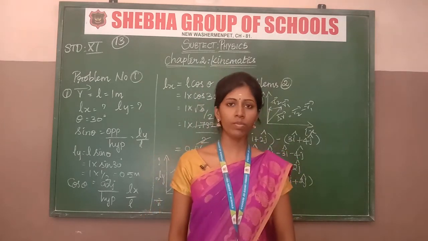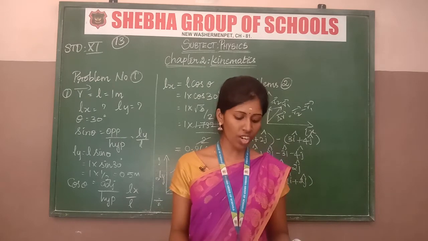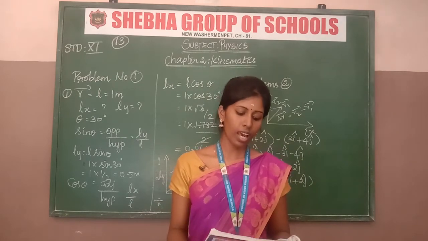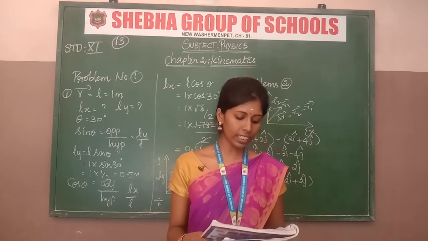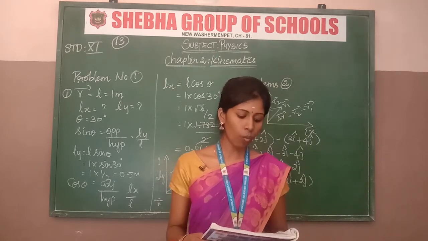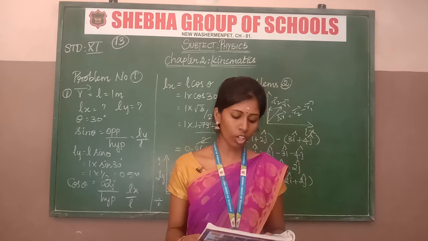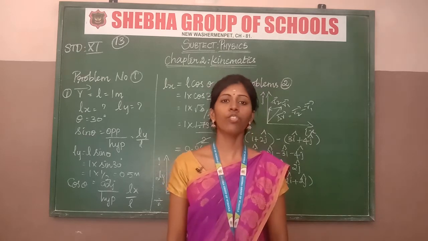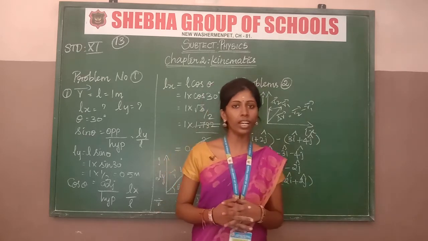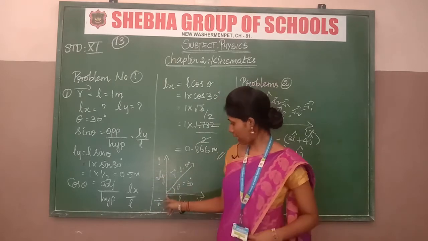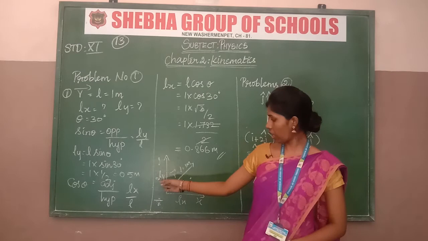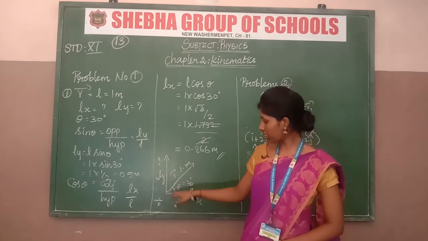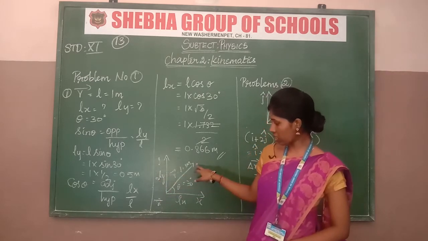So the first problem we have taken is: the position vector of a particle has length 1 meter and makes a 30 degree angle with the x axis. What are the lengths of the x and y components of the position vector? So we take it in vector form, with the direction. There are two axes, one is the x axis and another one is the y axis. Between these two axes, the direction will be formed.